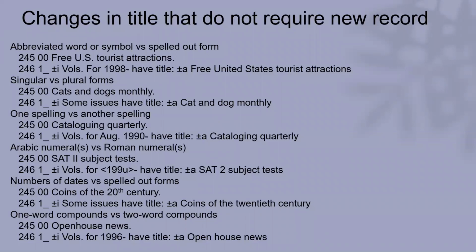So here's some examples of changes in title that do not require a new record, since these are considered minor changes. They're important to note in the record, but they do not change the scope of the record. Abbreviation versus spelled out, plural versus singular, spelling differences, Arabic versus Roman numerals, dates spelled out versus the number form, and compound word versus two words are all considered minor changes.